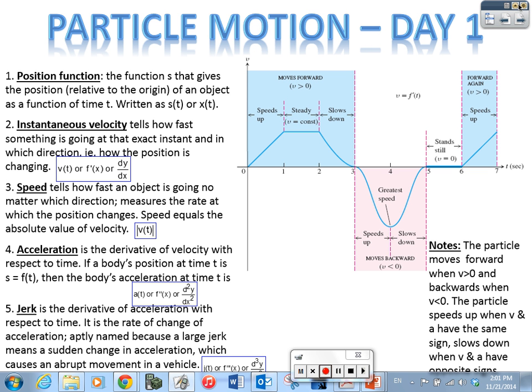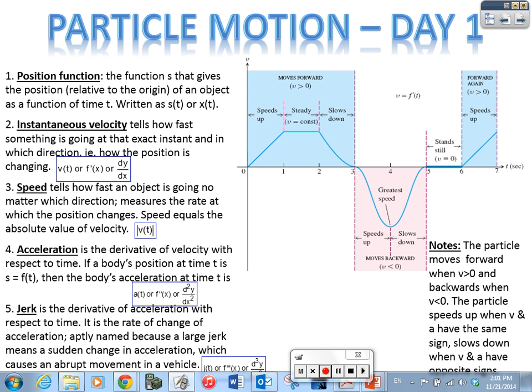So, we've talked about the position function before. It's typically written as s of x or s of t or x of t. It's a function of time t. It gives the position relative to the origin of an object. So that's the position function.